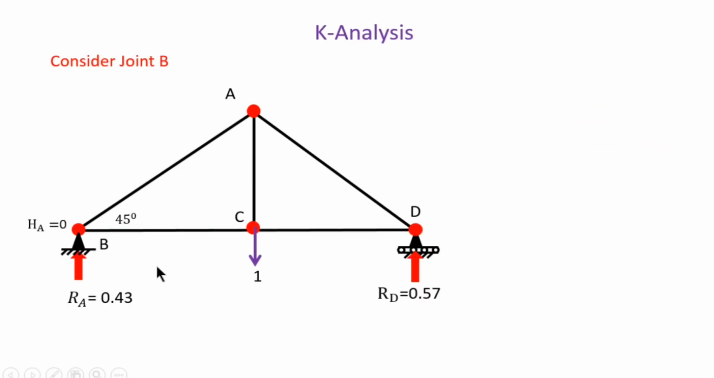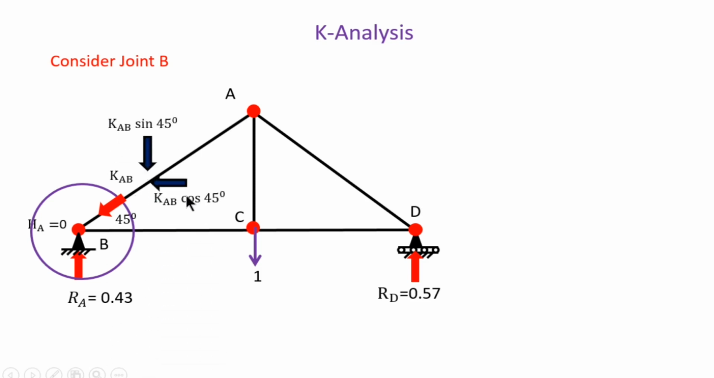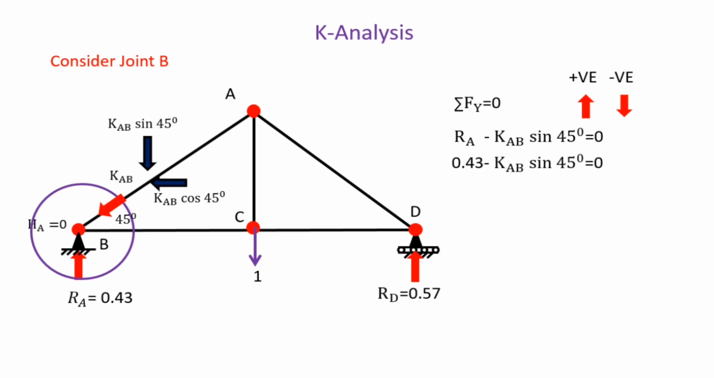Then by applying the method of joints, find the member forces in the frame. First we consider the joint B and find the force KAB, and assume the direction of KAB is toward the joint. This force is inclined, so this is the resolution of the forces: vertically downward is KAB sin 45 and towards the left horizontal is KAB cos 45. Here we apply the sigma Fy condition, vertically upward positive and downward negative. RA is vertically upward, that is positive, and KAB sin 45 is downward, that is why it is minus, and that is equal to 0. We know the value of RA is 0.43, so put here 0.43 minus KAB sin 45 is equal to 0. So KAB is equal to 0.6.